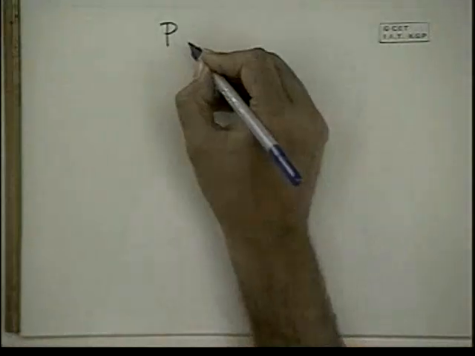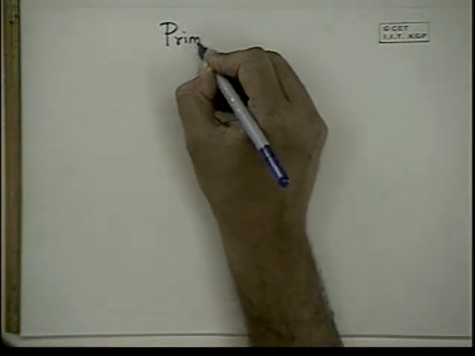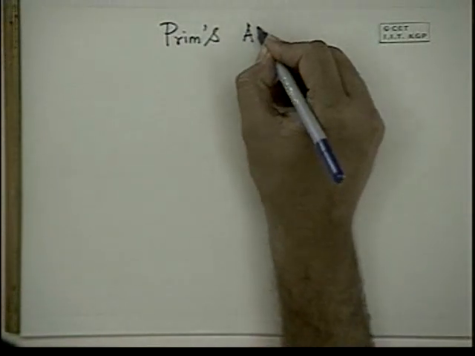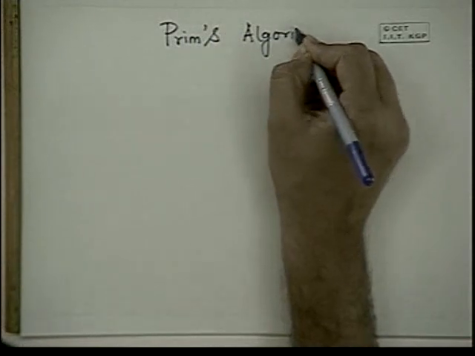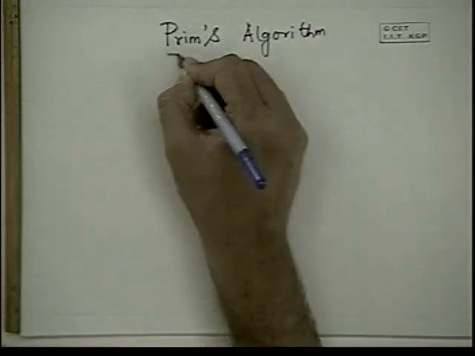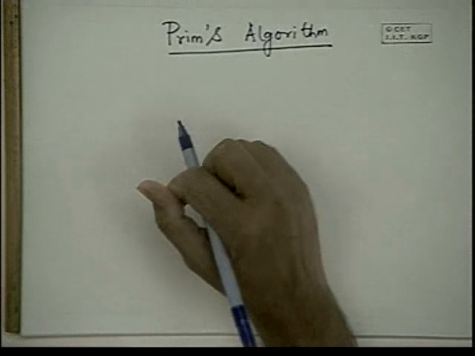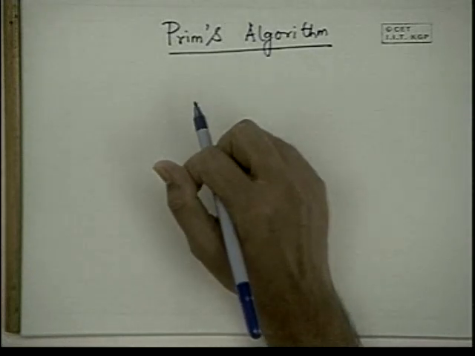So today we continue with minimum spanning tree algorithms. One of the algorithms I already told you is called Prim's algorithm. We have already seen a general framework for minimum spanning tree algorithms.